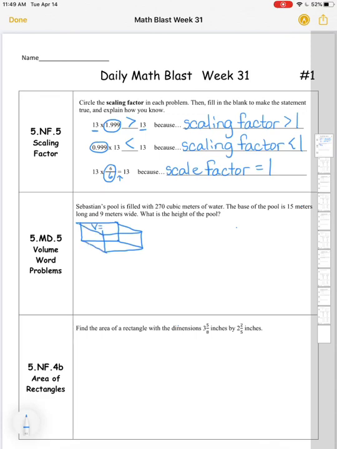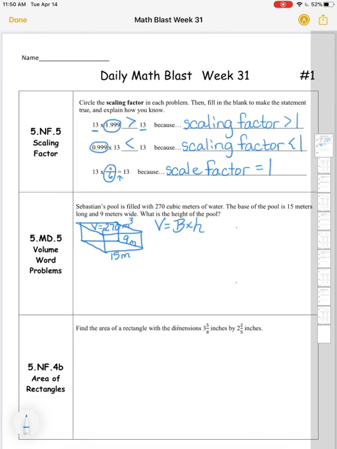The problem tells me that the volume of the pool, when it says the pool is filled, that's talking about the volume, is 270 meters cubed. And we know the base of the pool has a length of 15 meters and a width of 9 meters. So I'm going to use the formula I know to be able to solve for that pool height. Okay, we know that the formula for volume is equal to the area of the base times the height.